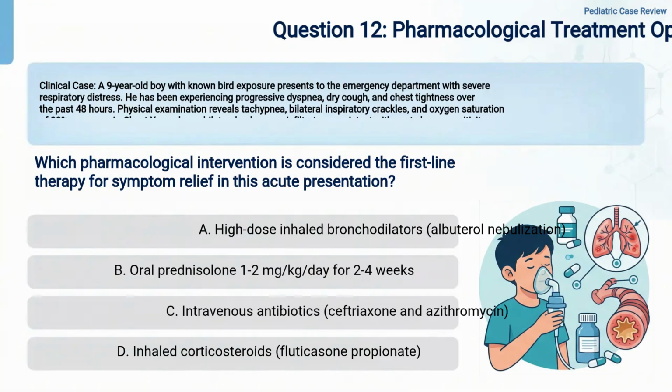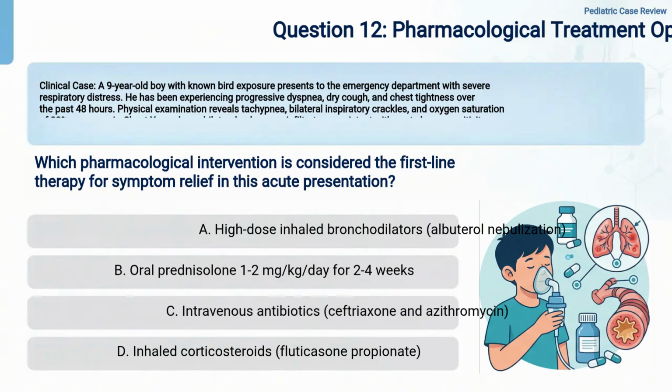Question 12. Pharmacological treatment options. A 9-year-old boy with known bird exposure presents to the emergency department with severe respiratory distress. He has been experiencing progressive dyspnea, dry cough, and chest tightness over the past 48 hours. Physical examination reveals tachypnea, bilateral inspiratory crackles, and oxygen saturation of 88% on room air. Chest X-ray shows bilateral pulmonary infiltrates consistent with acute hypersensitivity pneumonitis. Which pharmacological intervention is considered the first-line therapy for symptom relief in this acute presentation?